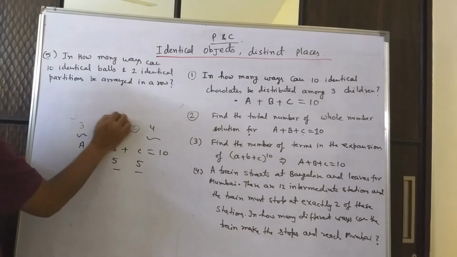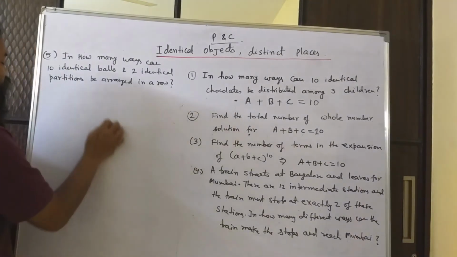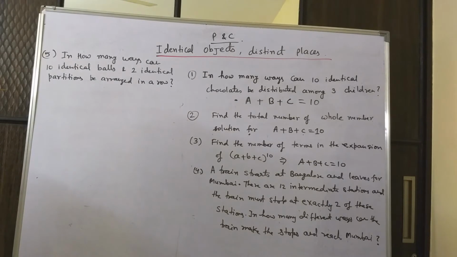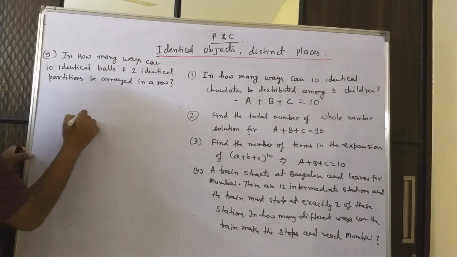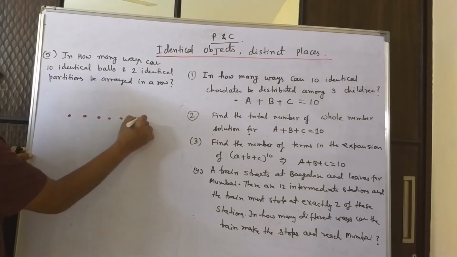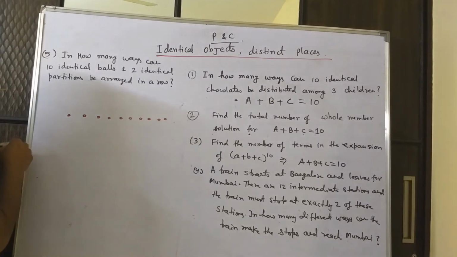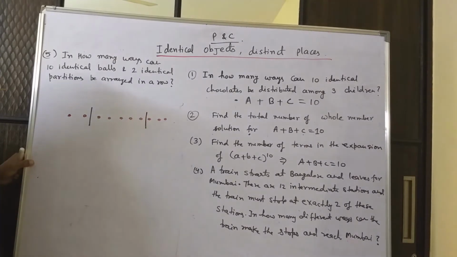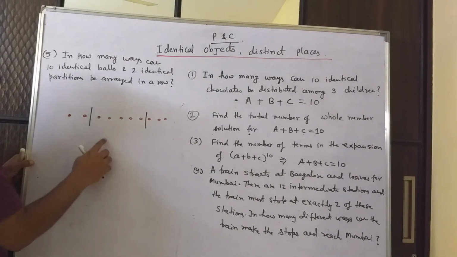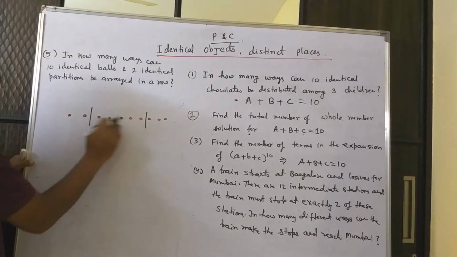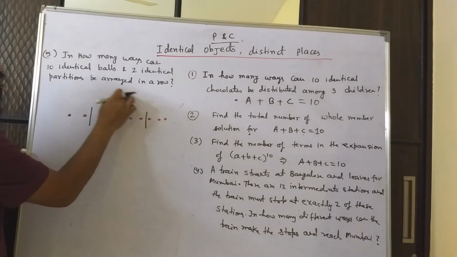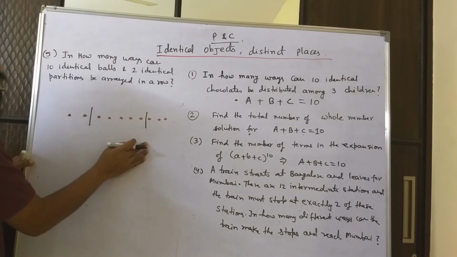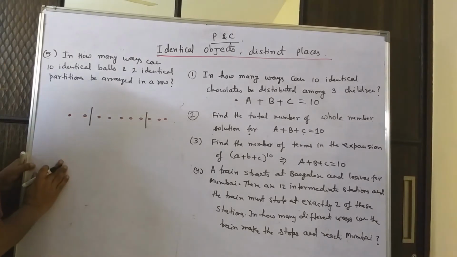Now we'll go to the answer. Let us see the 5th question also. In how many ways can 10 identical balls and 2 identical partitions be arranged in a row? So again, if I draw 10 identical balls, and if I draw 2 partitions, so what you saw? These 2 partitions are identical and these 10 balls are identical. So that means if I swap the 2 partitions with each other, so if I move this partition here and this partition here, the arrangement doesn't change. And if I swap any of the 2 balls, again the arrangement doesn't change.